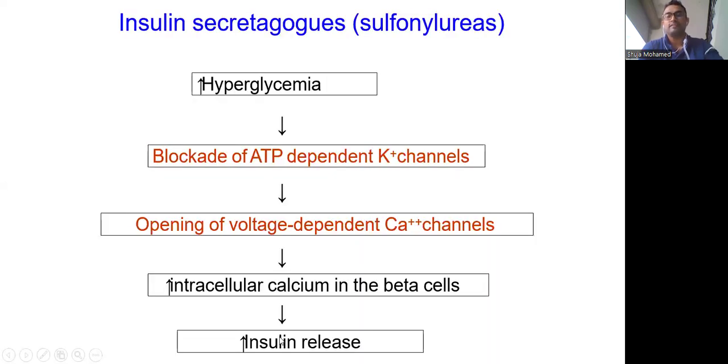Again, I make it easy. Due to increased hypoglycemia, here, drugs. There's a blockade of the ATP-dependent potassium channel. That in turn opens the voltage-dependent calcium channel. So increased intracellular calcium in the beta cell increases insulin release.